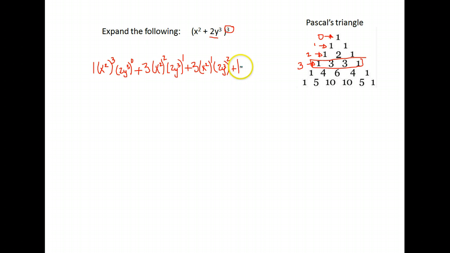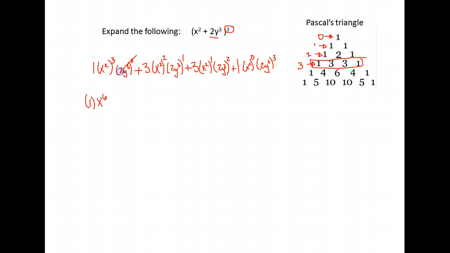Plus 1 times our x squared, we drop it again, it will be to the 0 power this time, and our 2y to the third goes up 1 and ends at our top power of 3. Okay, now let's simplify. So here we have 1 times x squared to the third, you multiply those exponents, that gives you x to the sixth.